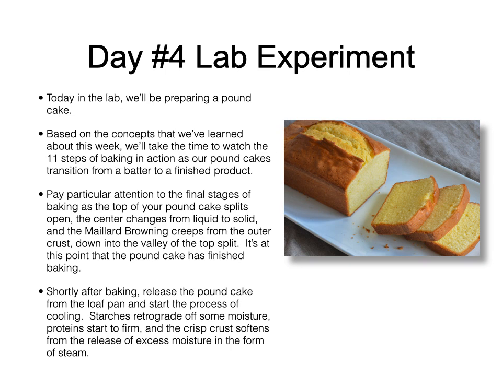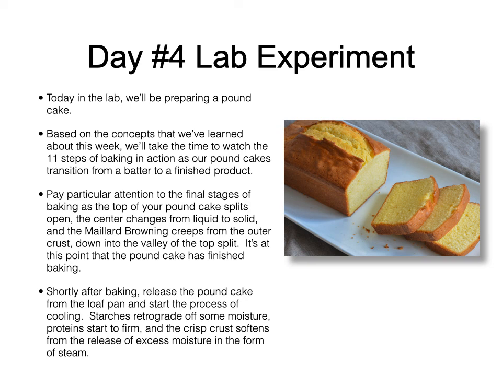If you try to pull it out earlier, while the valley and the crack on the top is still yellow, that means it's not done. It'll still be too moist, it'll be unevenly baked, and it won't have nearly the quality you're looking for. So shortly after baking, release the pound cake from the loaf pan and start the process of cooling.